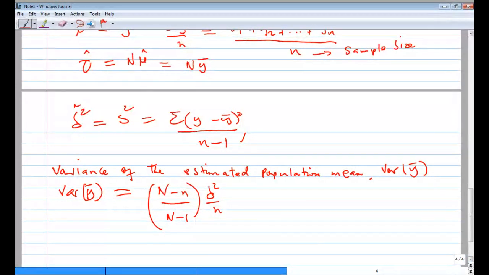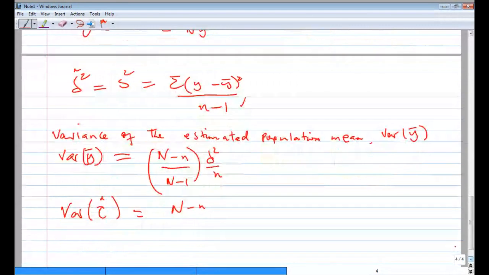So the variance of the estimated population total is given by var of tau estimate, which is equal to N minus n, divided by n, s squared over n. Sigma, sorry. Let me see.